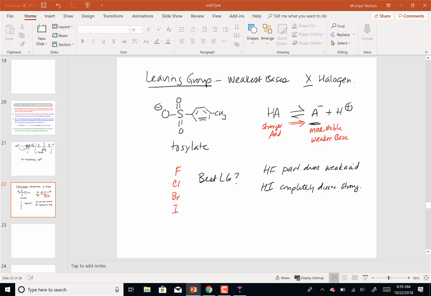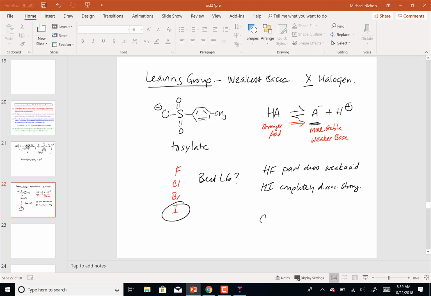So given that, which one is the stronger acid? HI. Which one's the weaker base? I minus. So I minus then is the best leaving group.